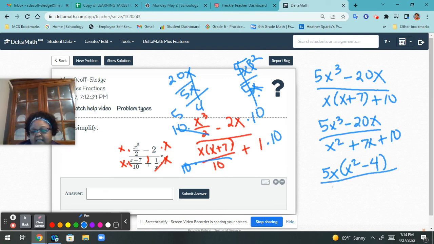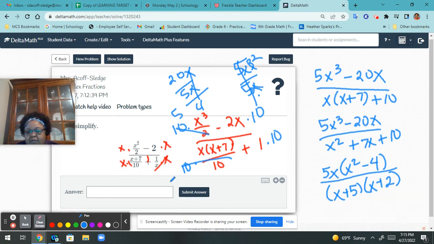Now I'm going to factor these at the bottom. I need factors of positive 10 that will add up to 7. So that's going to be 5 and 2. I don't use an x when I do these, but that's okay to do that. So both of these are going to be positive.